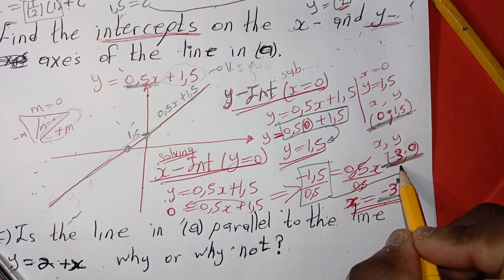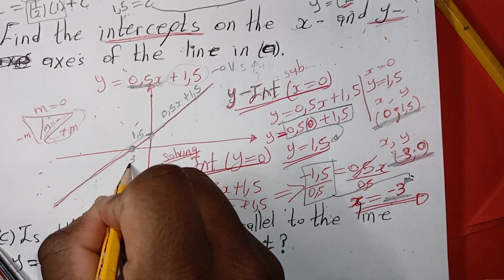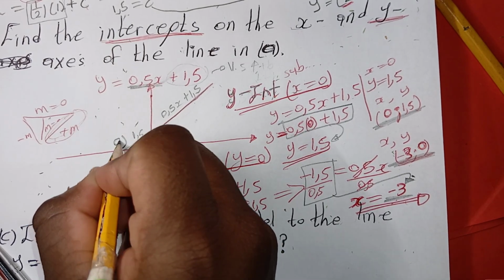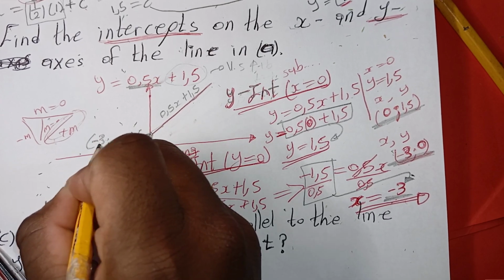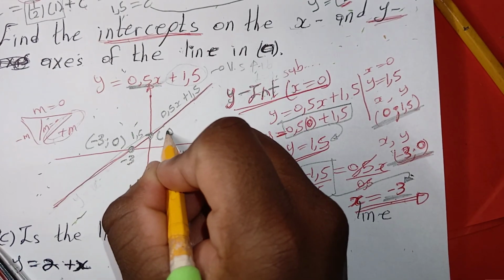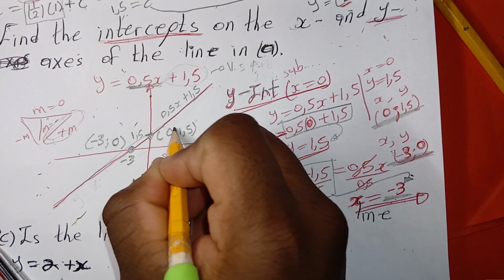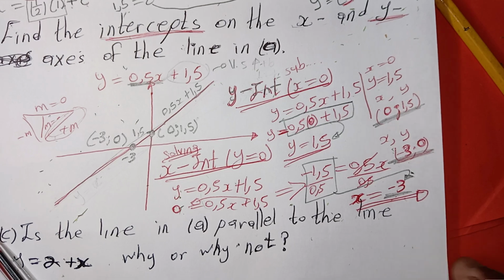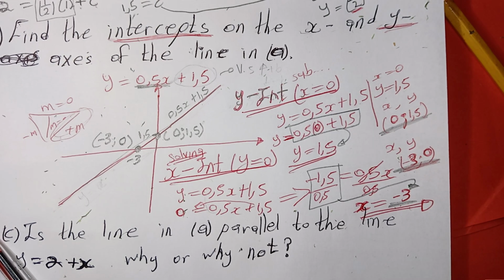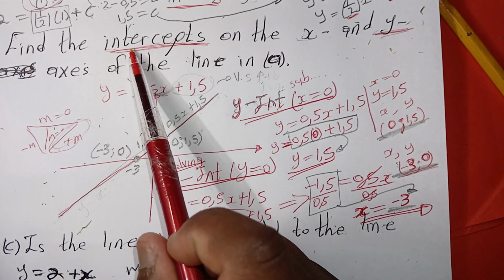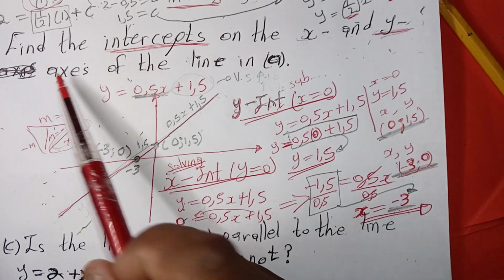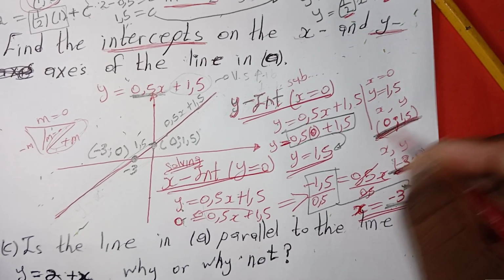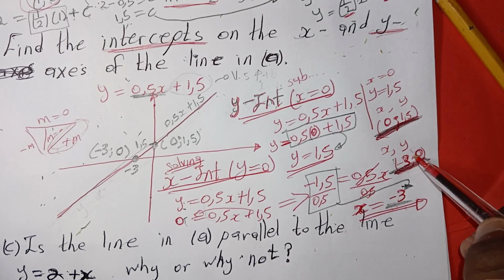So now when you want to plot this on the graph, you can see here it's -3, and this point is 0 and -3, and here it's equal to 0 and 1,5. Yeah, so I hope you can see these points, guys. This is not that difficult. Here the question was looking for what? The intercepts on the x and y axis of the line. So the intercepts will be these points. You see, it will intersect at those points.